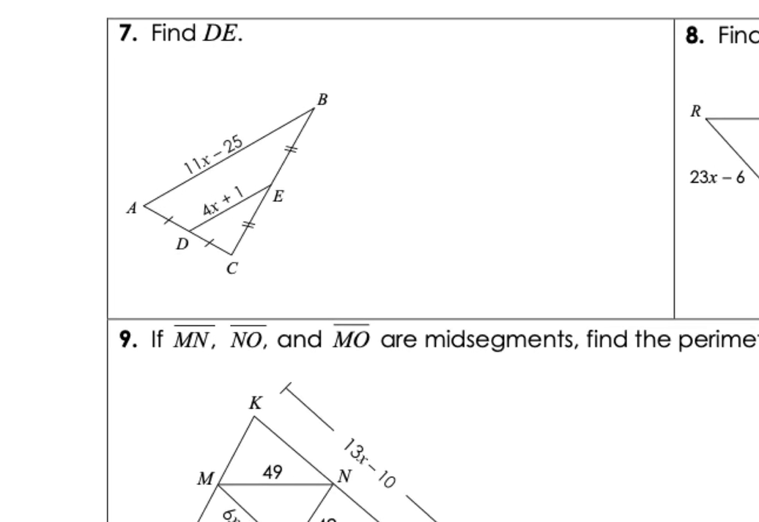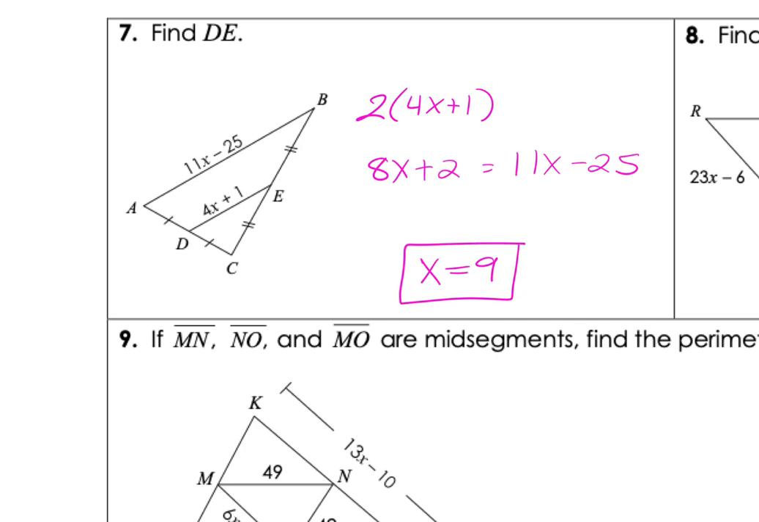Here, let's do this. You try number 7. See if you can set what you got for x. X equals 9. So you had to double the 4x plus 1. Some of you just went right to 8x plus 2. That's fine. And set that equal to 11x minus 25. And then solve for x. It came out to x equals 9. Okay? Questions on that?